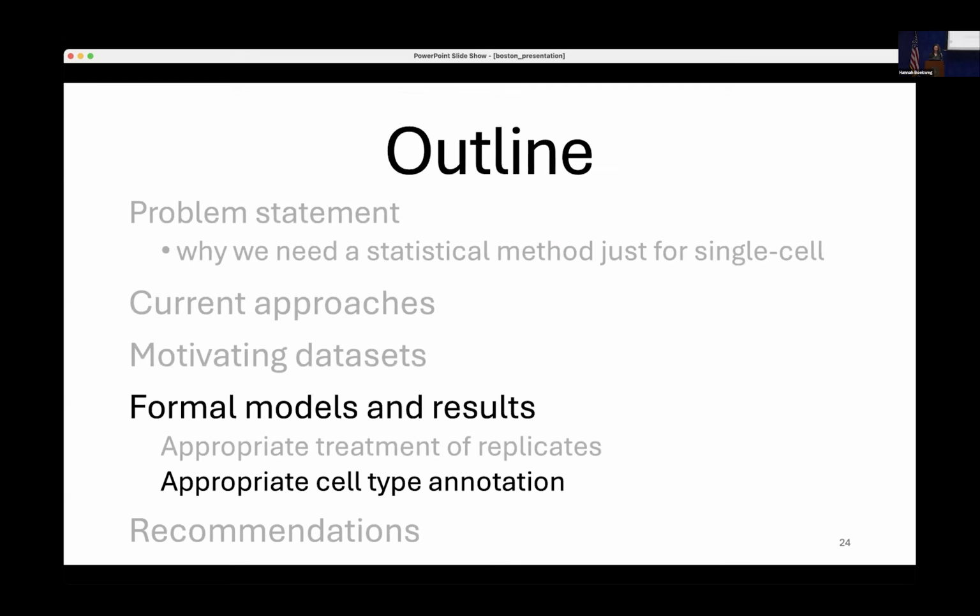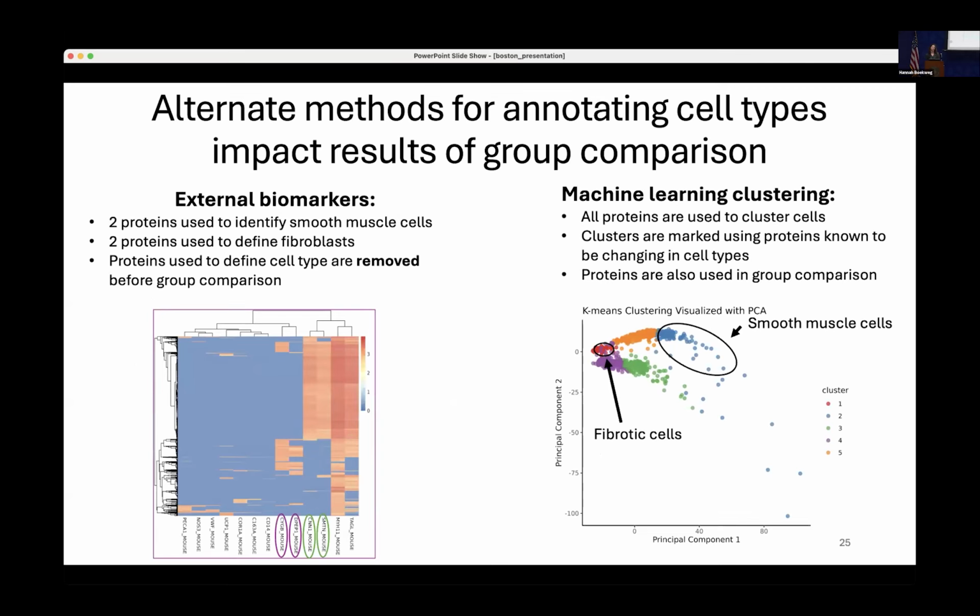All right, so now that we have the model that we want to use, we're going to go on to talking about how to appropriately annotate your cell type. So there are 2 methods that people are using. One is you can use an external biomarker, which is where you have a protein that is known to be expressed in the cell type you're looking at. And so you use that marker, that protein, to mark the cell, and then you remove it from your data before going on to group comparison.